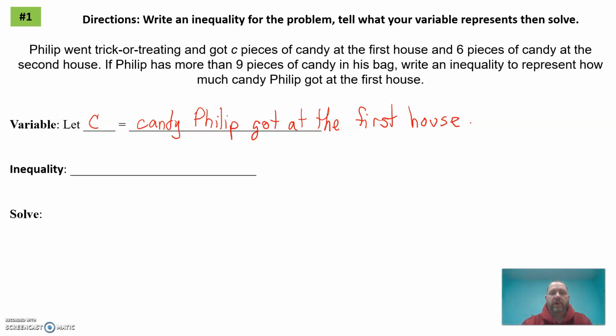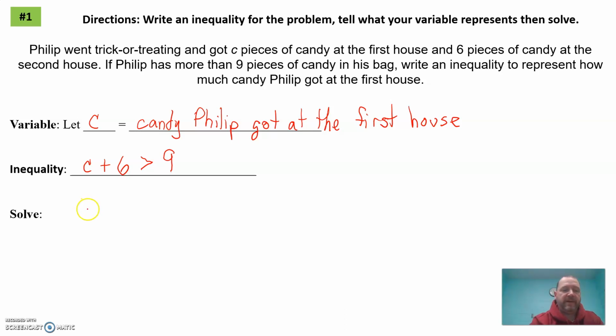The inequality that we're going to write, let's take a look at the question again. It says that he got C pieces of candy at the first house and 6 pieces of candy at the second house. But in order to figure out the total amount that he got, we're going to add those together. So we have C plus 6. The question says if Philip has more than 9 pieces of candy in his bag. So the amount of candy that he has in his bag is going to be C plus 6, and it's going to be more than 9. So C plus 6 is greater than 9.